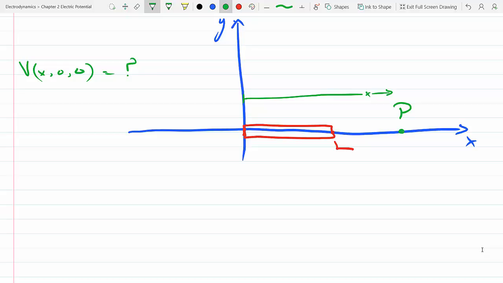And since this is a finite rod, we can take our reference point, so we can say that V reference at infinity is 0, because far away your potential drops as 1 over r, so far away you will get 0 potential. And this carries a charge of lambda, meaning lambda coulombs per meter.